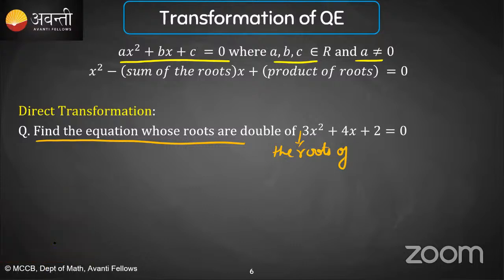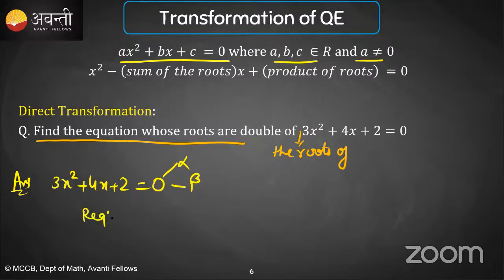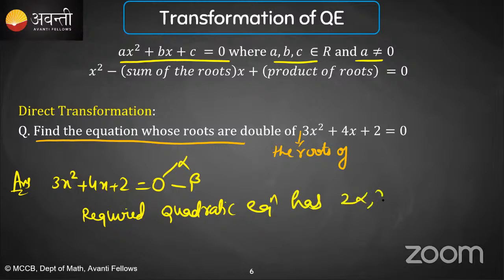So what is the question? Question is saying that let's say 3x square plus 4x plus 2 is equal to 0. This quadratic equation, let's say, has two roots, alpha and beta, right? So required quadratic equation has what roots? 2 alpha and 2 beta. Yes or no? This is the question what is asking. So required quadratic equation will now have 2 alpha, 2 beta, right?